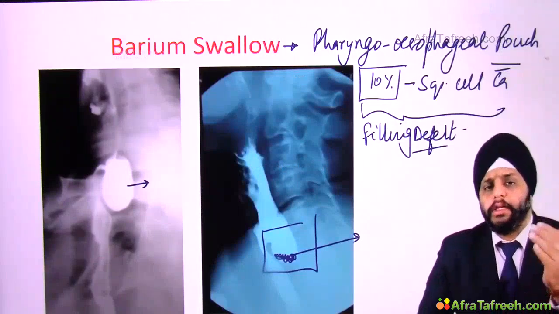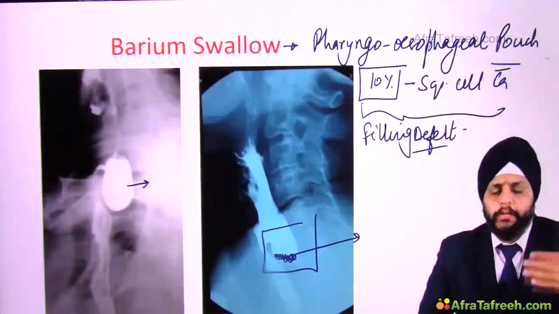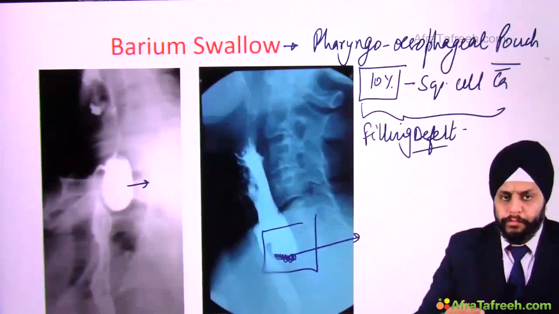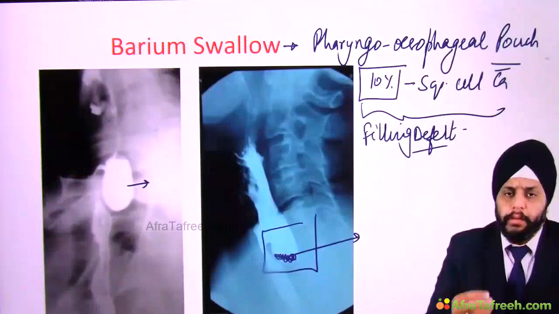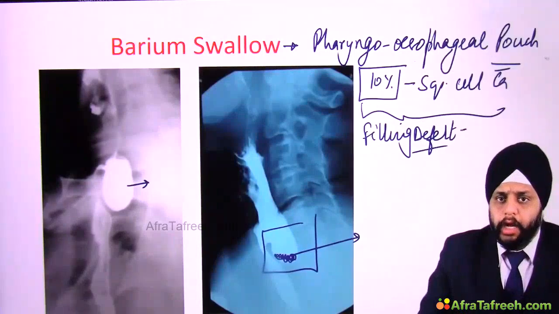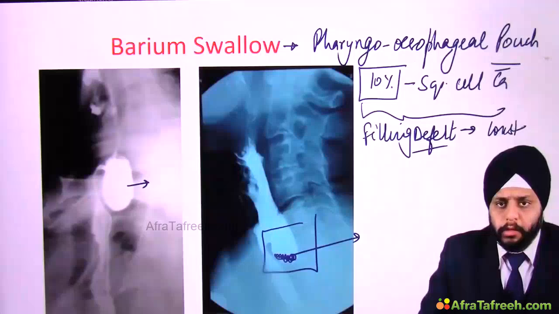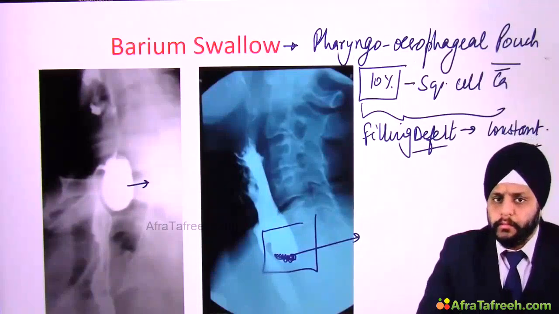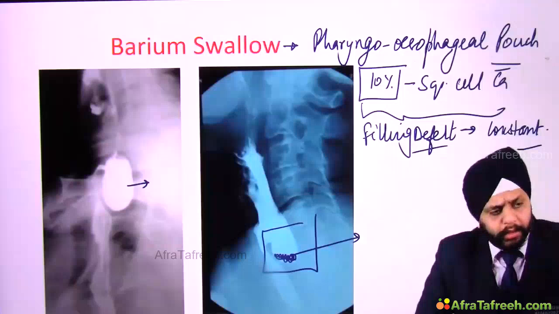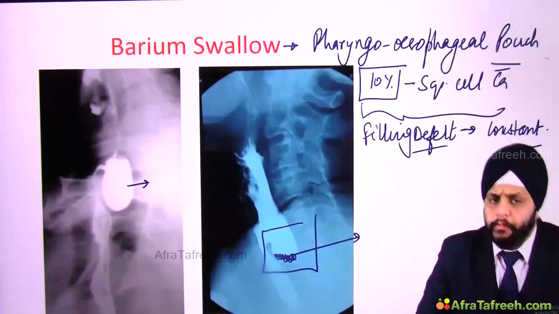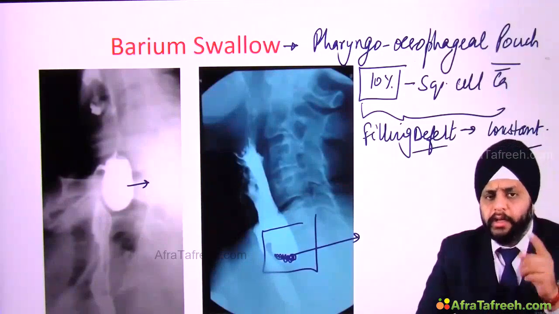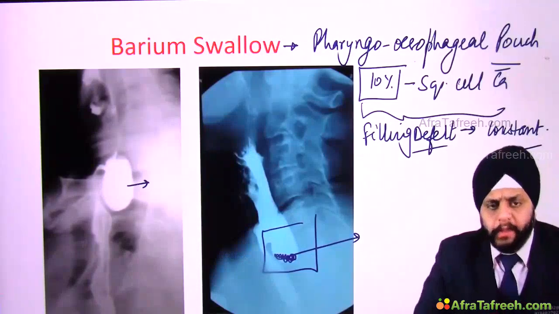One, you can do a repeat barium swallow. Suppose you repeat a barium swallow after some time. Now the food particle is supposed to move, so it will move from its place. But if this filling defect is constant, a permanent defect, that will raise my suspicion for squamous cell carcinoma. Filling defect means the contrast will not be there. The margin, the wall, will appear rough. It will not be a smooth wall.